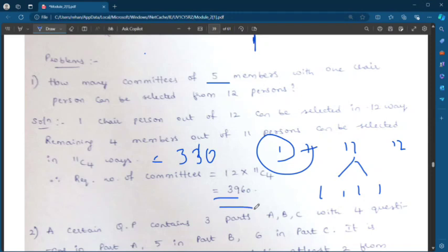One chairperson out of 12 can be selected in 12 ways. Then 4 members out of 11 persons can be selected in 11C4 ways. The 4 members have been selected, but committees should be there, right? So the total required number of committees will be 3960.